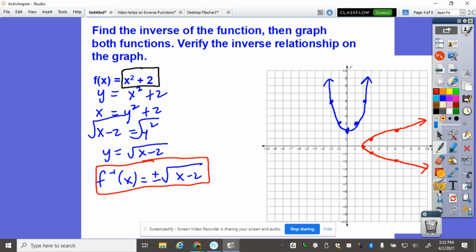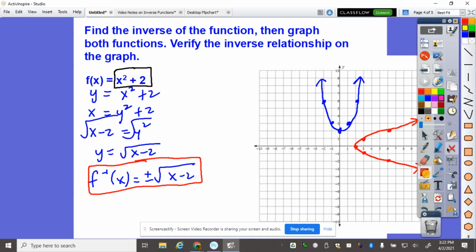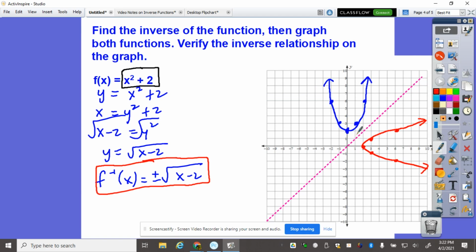All right, and look at the graph. Will it be symmetrical with respect to y equals x here? We'll see. So we will connect it towards the origin. There you go. And you can tell that the two parabolas, or the two graphs, are symmetrical with respect to y equals x.